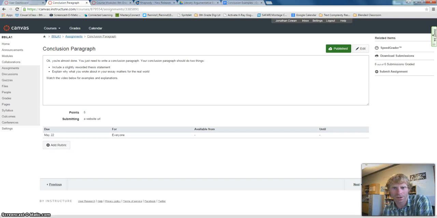Alright, we're going to look at how to write a conclusion paragraph. And while it's a little daunting, it's really not that hard if you get the concept. Here's what you need to do.